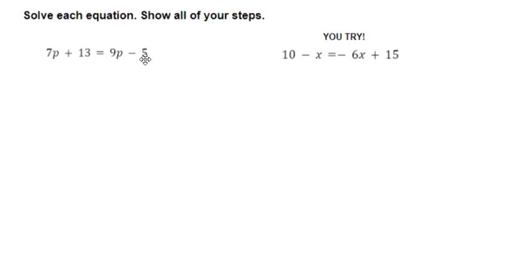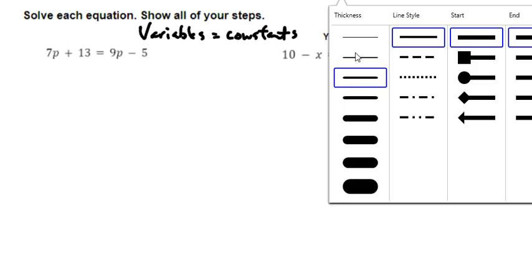So this example we have right here, we have 7p plus 13 equals 9p minus 5. Now, I'm going to show you two ways to go about this one, all right? So generally speaking, you can pretty much decide which side you want things on. What you want is you want variables on one side, right? And you want your constants on the other. And remember, your constants are your numbers that are by themselves, right?